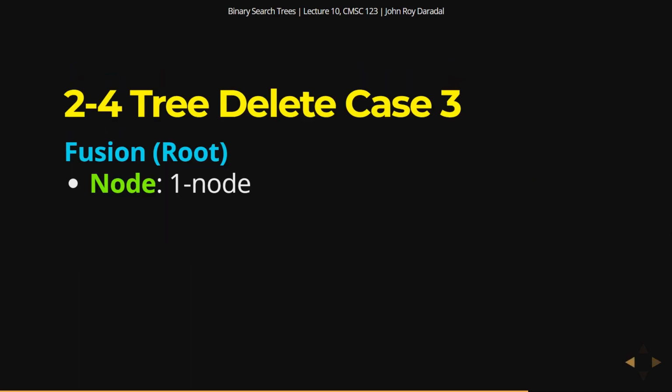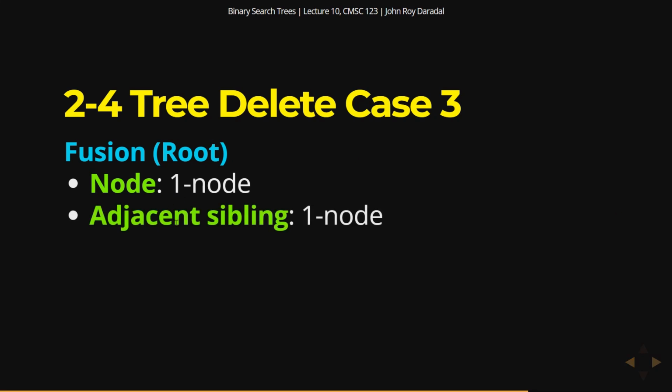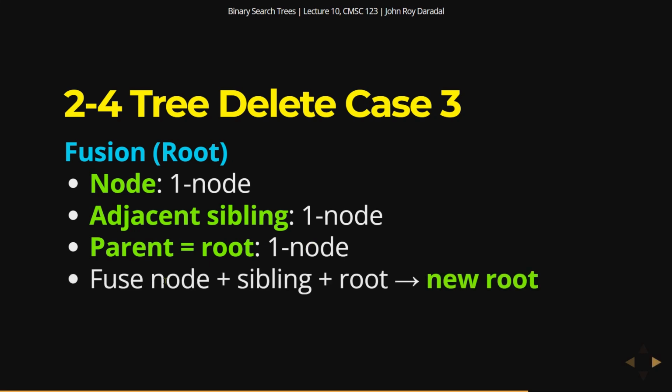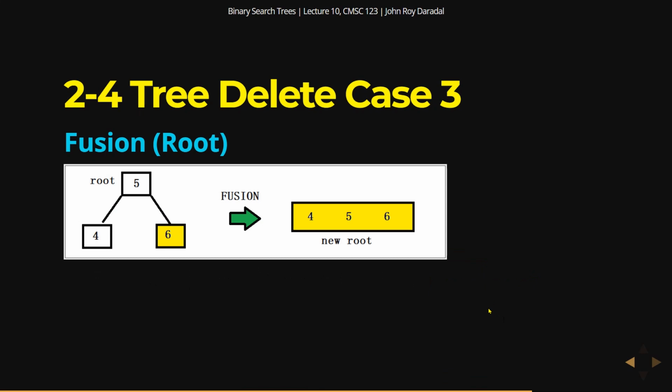Okay, so that is case 2. And then the final one is also a fusion but at the root. So what if your node is a 1-node, your adjacent sibling is also a 1-node, and the parent, which is the root, is also a 1-node. So you cannot borrow from the parent anymore because it's also a 1-node and it's the root. So what we'll do is we'll fuse the node, the sibling, and the root into a 3-node, and that will form the new root. Okay, so it looks like this.